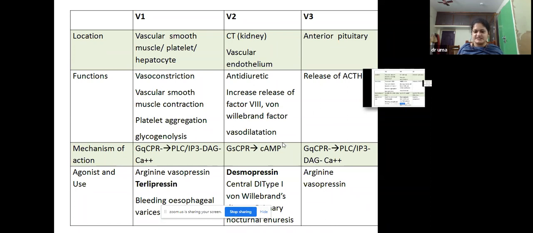It is the drug of choice in hereditary diseases and nocturnal enuresis. In von Willebrand disease, desmopressin is also used. And for V3, it is arginine vasopressin, which is a non-selective drug. Lypressin is a V1, V2 non-selective drug used in bleeding esophageal varices, but it is a non-selective one.